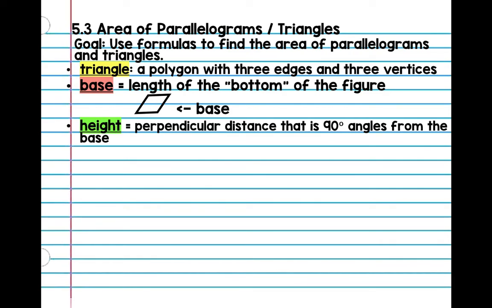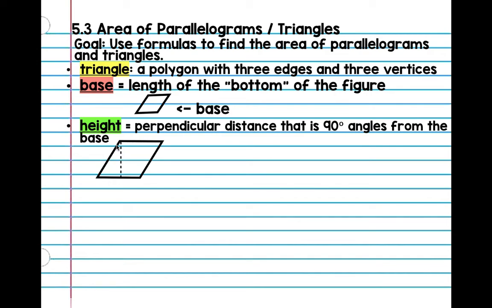Okay? All right, next we have the height. The height is the perpendicular distance that is 90 degrees from the base. So if this here is my base, we would consider this line here going 90 degrees, that is perpendicular. It is considered your height. So this can be your height right here, as long as it is perpendicular, the opposite of parallel.